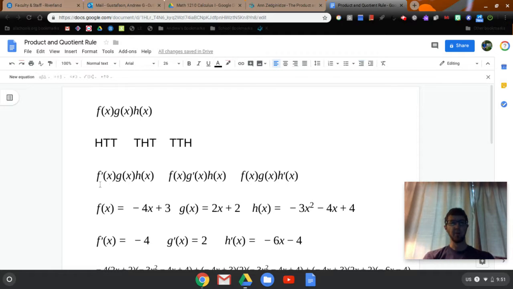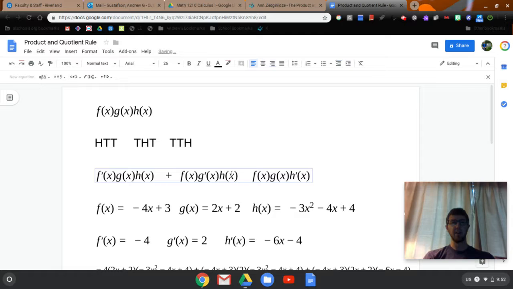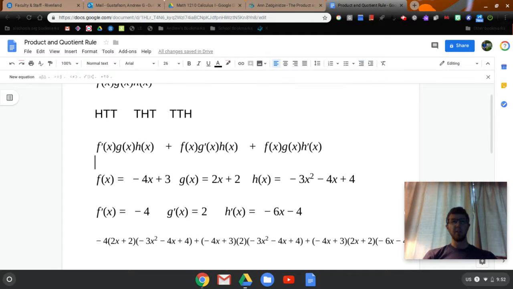And that's what we're doing with these derivatives. We're taking the derivative of the first function times the other two as they are, the derivative of the middle function times the other two just the way they are, and the derivative of the last function times the other two just the way they are. And I guess really you're adding these all together. So those are your three different ways that it could happen. I took one of the examples.